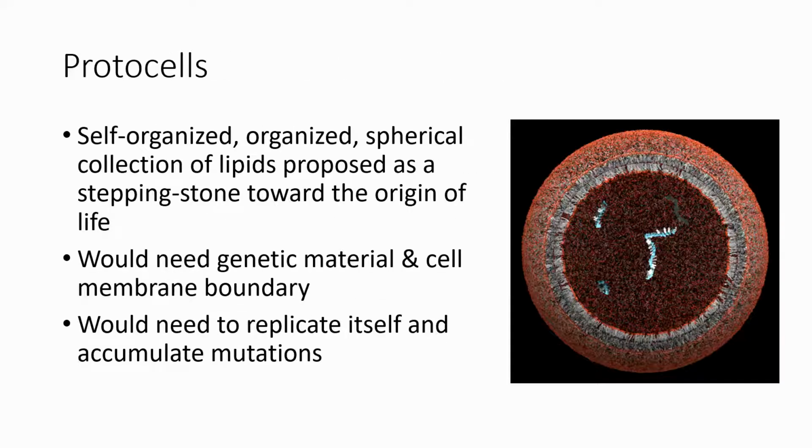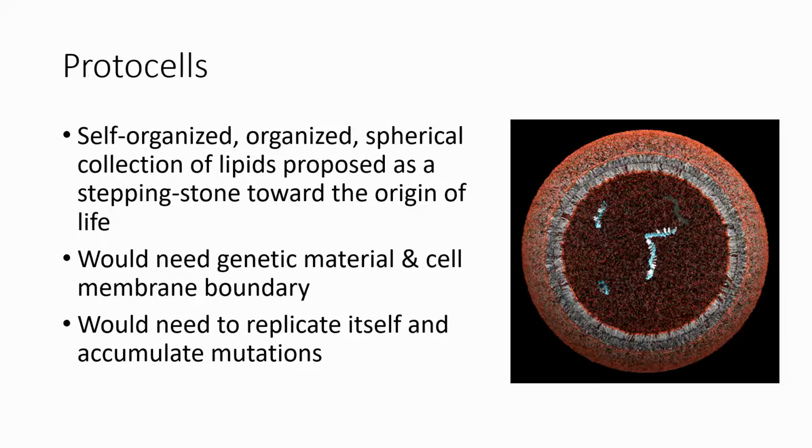Scientists have actually made protocells in the lab. They're self-organized, they tend to be spherical, and they're very simple. The one that you see here has ribozymes, which are RNA that can perform chemical reactions, sort of like an enzyme, and it also has a coating of a phospholipid bilayer. So this is perhaps a very primitive example of what might have eventually led to life.